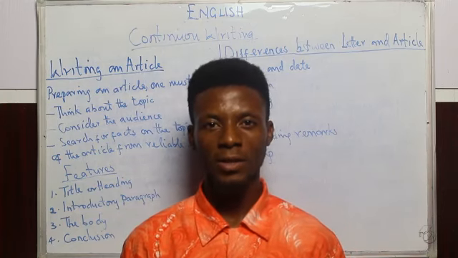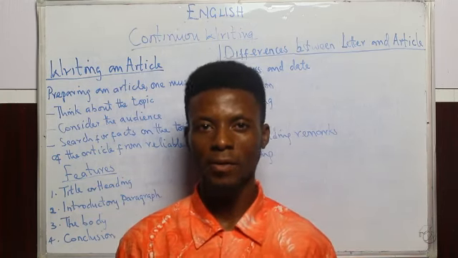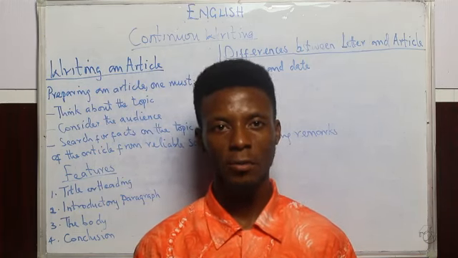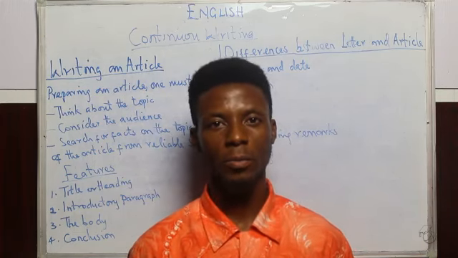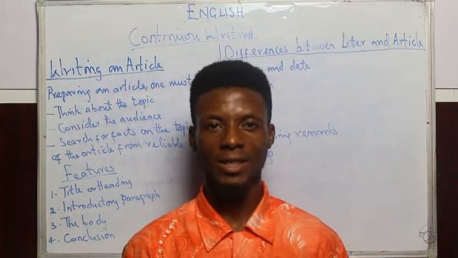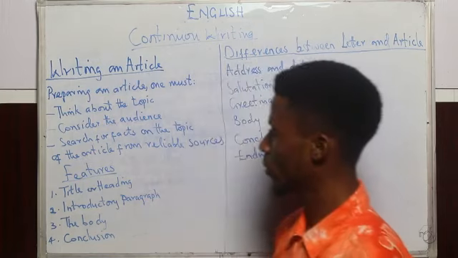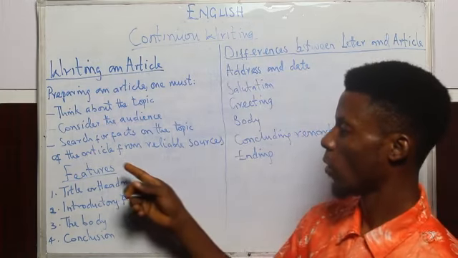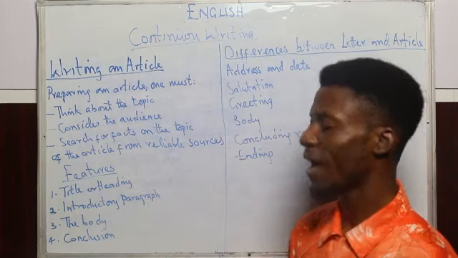So when writing an article, we have to be very cautious and very, very careful of the kind of words, the kind of vocabularies that we make use of, and what exactly it is that we are writing about. We have to search for facts on the topic of the article from reliable sources.